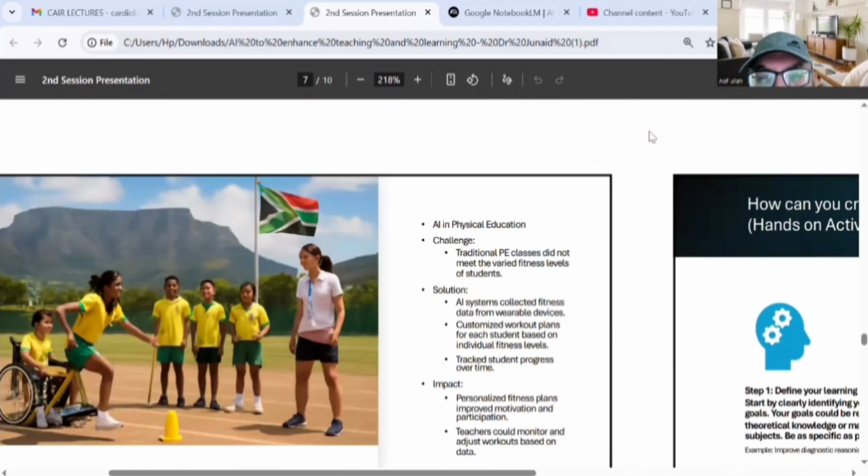Another case study is physical education and AI. Traditional physical education classes did not meet the wide range of fitness levels of students, so an AI system collected fitness data from different devices, customized workout plans, and tracked students' progress over time. The impact was personalized fitness plans and improved motivation and participation, and teachers could monitor and adjust workouts based on the data.